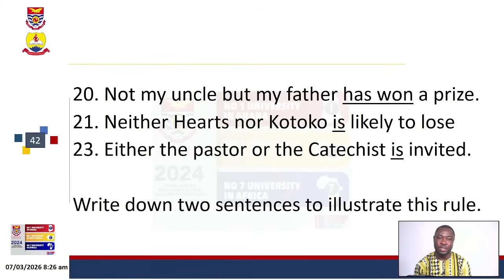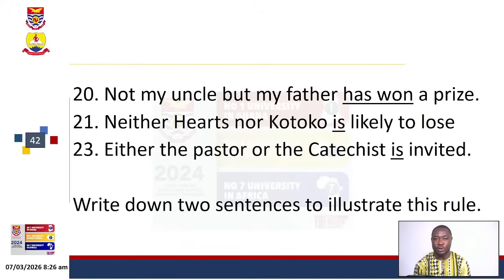In example 20, not my uncle but my father has won a prize. Not my uncle but my father has won a prize. Has is singular. Okay? When you have two verbs like this, the first verb marks the concord. Has. It could have been both my uncle and my father have. This one is referring to a plural subject. But here, but my father has won a prize.